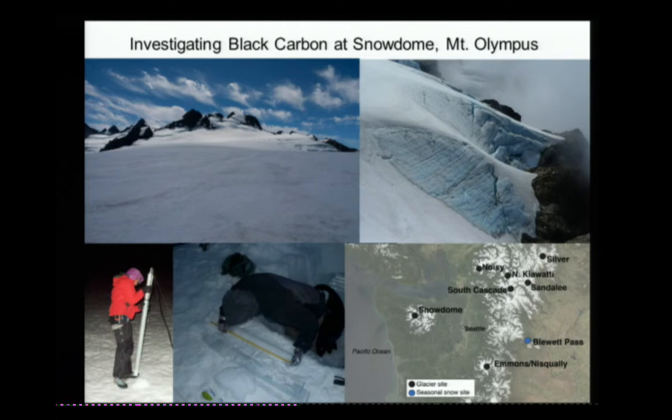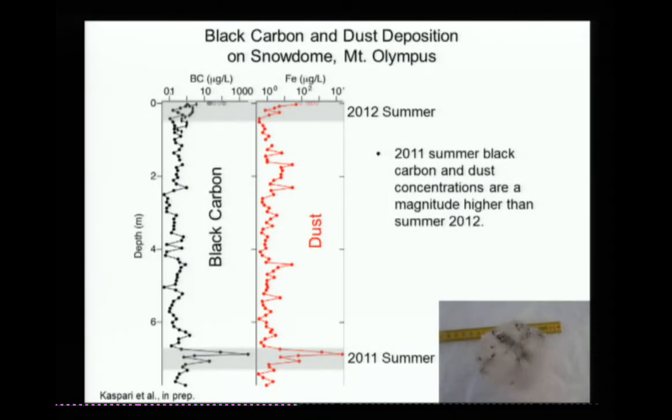Let's see, I'm running low on time here. But basically on the upper right image there, what you can see is that we've got layers in the snow in the side of the glacier where you can see those light absorbing impurities. These are some pictures of where we drilled the ice core. And then this is the black carbon and the dust records from those.